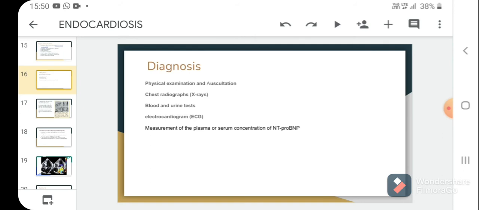Next is chest radiograph. Chest radiographs are used to determine the size and shape of the heart and the presence of fluid in the lungs. Additionally, the lungs are examined for any abnormalities such as enlarged blood vessels. Next is blood and urine test. They are performed to give an indication of any other disorder in the body, to rule out any other diseases.